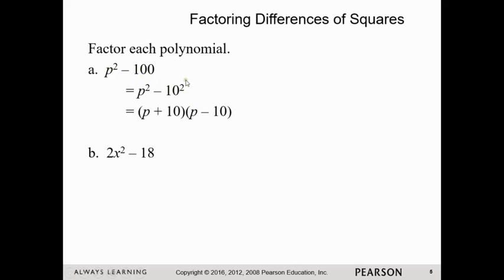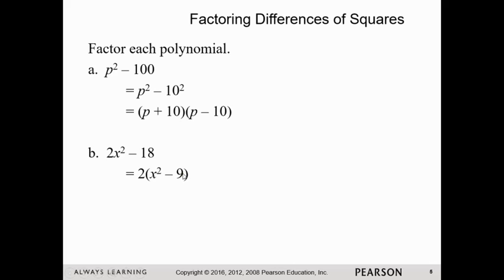So we apply our formula there, p plus the square root of the second, right, times the square root of the first minus the square root of the second. There we go. So we've just factored that because that is a difference of two squares. Now b doesn't look like a difference of two squares, but when we take out the greatest common factor of 2, notice we have created a difference of two squares here. We've got a perfect square of 9. So x squared minus 9 is a difference of two squares.